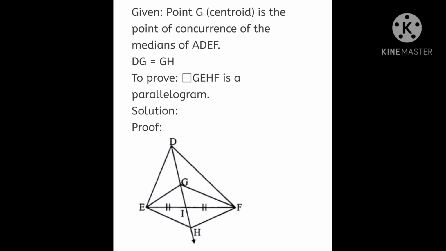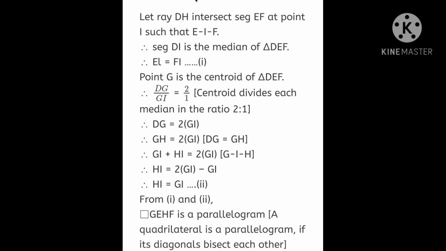First of all, consider point I on the ray GH, the point of intersection with EF. So proof. Let ray DH intersect segment EF at point I, such that E, I, F lie on the same line, that means collinear. Now segment DI is the median of triangle DEF. So therefore EI is equal to FI, because I is the midpoint of EF. So by midpoint property, EI is equal to FI.